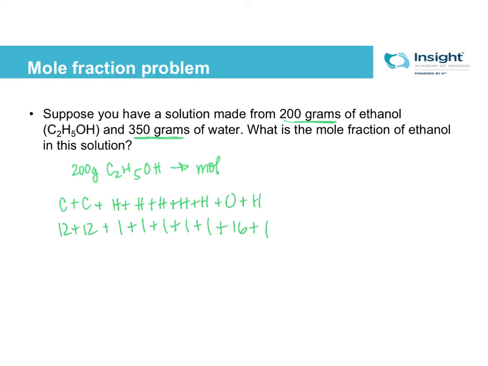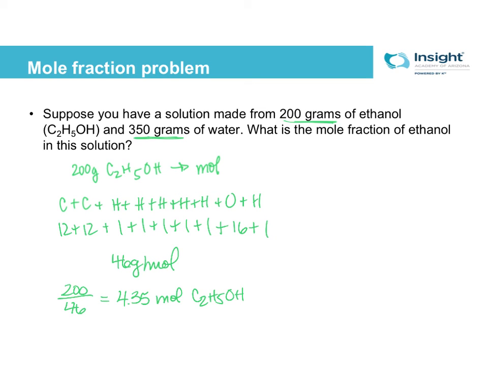All right, so getting those right off the periodic table. Carbon was like 12.01, so I rounded that to 12. Hydrogen is 1.007, so I round that to 1. Oxygen is 15.99, so I round that to 16. All right, so we've got 24, 30, 46 grams per mole. All right, so I'm going to take that 200 grams and divide it by 46, which gives me 4.35 moles of C2H5OH.